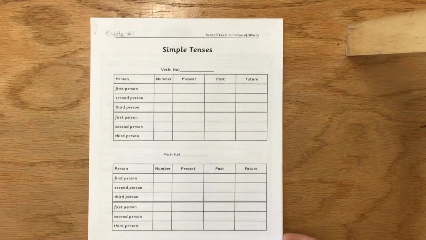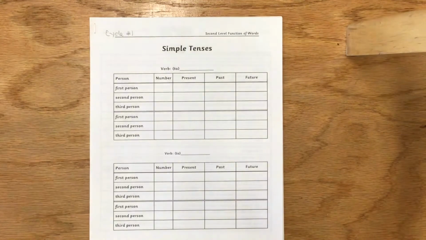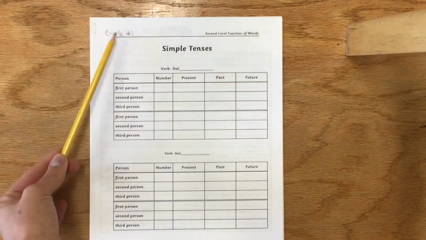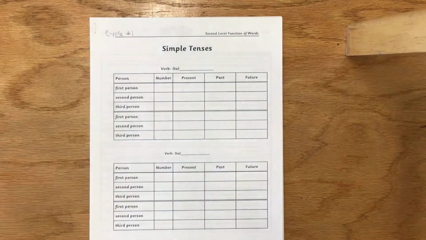This week, we are going to look at simple tense cycle 1. For every tense we spend 2 cycles on it. So we're going to spend the next 2 language cycles on simple tense. Simple tense, well, is pretty simple. You think of the most basic sentence, and that's going to be it.